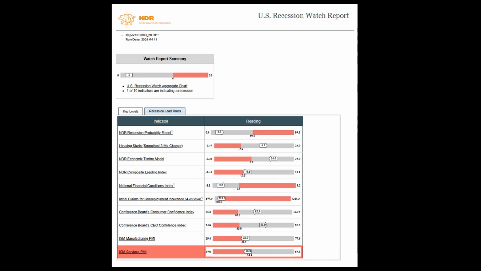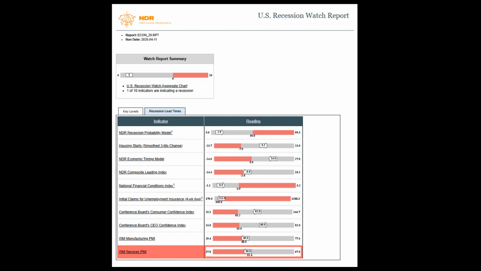So this is our recession watch report for the United States. We also have these for the global economy, Eurozone, Japan, etc. Again, it's emphasizing NDR's preference for broad-based confirmation across multiple indicators before we make an official call. So these 10 inputs have had a strong track record at identifying US recessions in the near term. A call that we would make when 6 or more out of these 10 indicators have flashed red and breached their recession threshold.